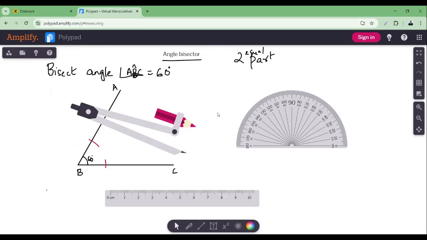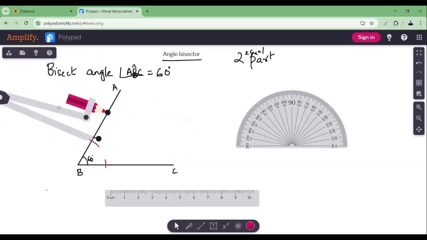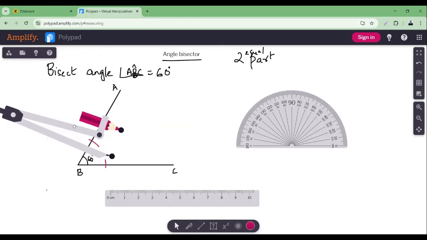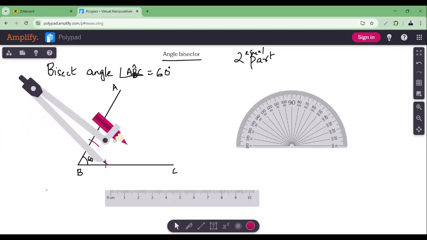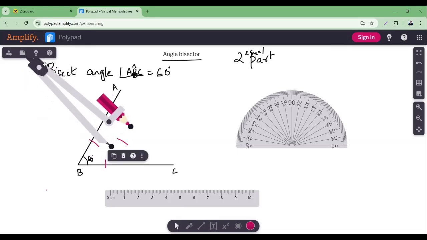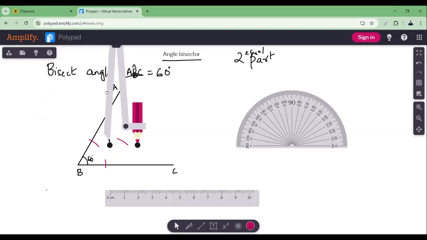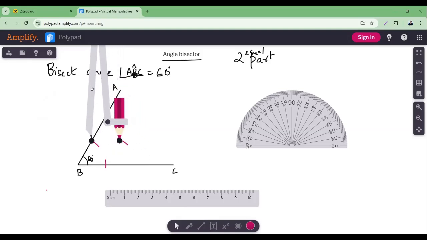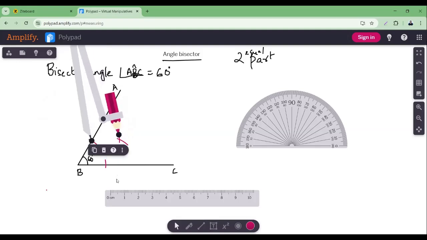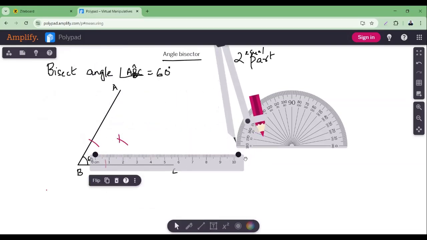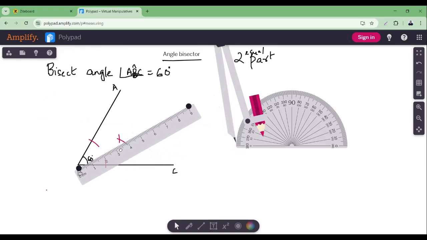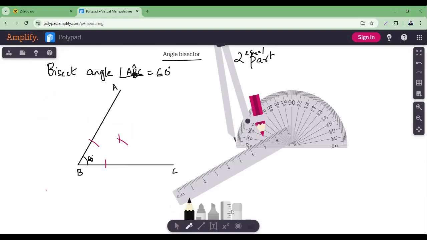Now what I need to do is come to the place where I have cut the arm BC. I'm going to keep the needle there, and I'm going to draw another arc inside the angle, like this. And I'm going to keep the needle at the cutting point on the other arm's arc, and draw another arc here, which will cut my previous arc inside the angle. Now, because I've done this, I just have to join the vertex.